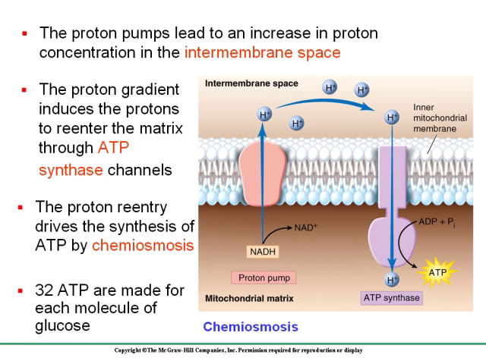And what's going to happen is that via the process of diffusion, where things move from a higher concentration to a lower concentration, you're going to have these protons, these hydrogen ions, re-enter the mitochondrial matrix. The proton re-entry, or the hydrogen ion re-entry, drives the synthesis of ATP by a process called chemiosmosis.